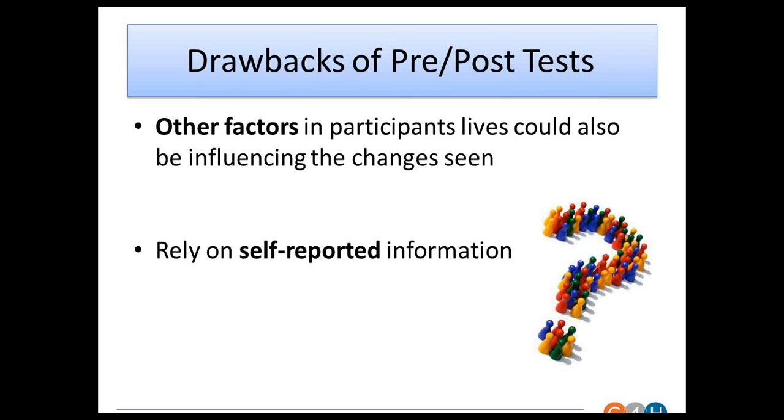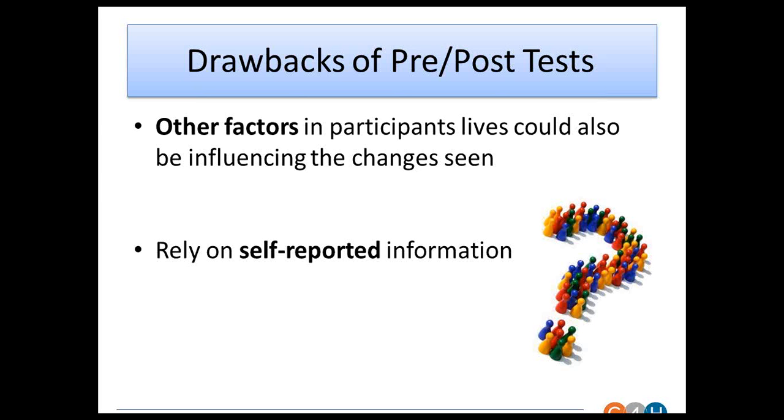However, like with all things, there are some drawbacks to pre and post tests. The first main drawback is that pre and post tests cannot prove that any changes seen are due to participation in the program alone. Other factors in participants' lives can also be influencing the changes seen. For example, participants may have learned about material that is presented in the program from someone else or from something else like friends or television. In research, this influence can be reduced by use of a control group, as is done in randomized control trials. However, this is much more costly, and most programs don't have the funds to do this.